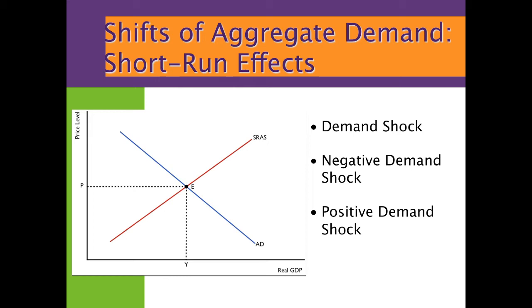So what causes shifts of aggregate demand, short-run effects? What could be a demand shock? The first to begin is a negative demand shock. A negative demand shock could be, for example, the stock market collapses. Or let's say, for example, that taxes go up tremendously all at the same time. You're going to see, as a result, a contractionary effect on real GDP. You're going to see AD shift inward. That would be a negative shock.